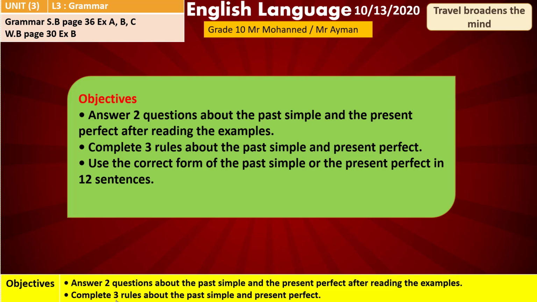1. Answer 2 questions about the past simple and the present perfect after reading the examples. 2. Complete 3 rules about the past simple and the present perfect. 3. Use the correct form of the past simple or the present perfect in 12 sentences. And the last objective is the most important one. Let's begin.